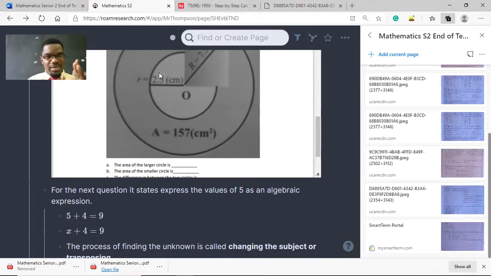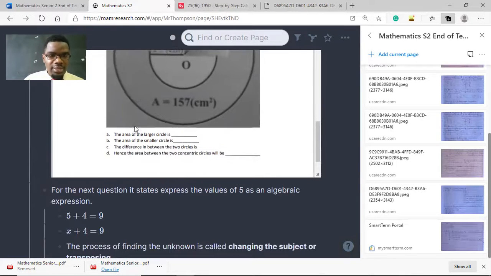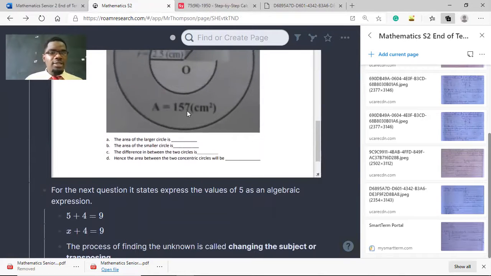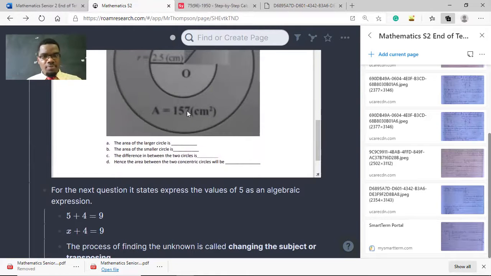It should be less than 157. If it is not, you know in your mind it is not correct, because the smaller circle is smaller than the larger one, so it has to be less area. Okay. The difference between those two areas that you got, A1 being the larger one and A2 being the smaller one, you're going to say A1 minus A2, 157 minus whatever you got for the second area, and that gives you the difference between them, right?